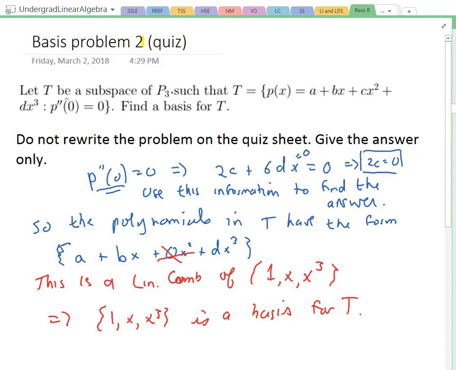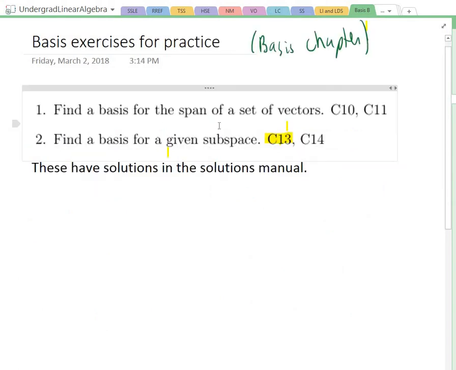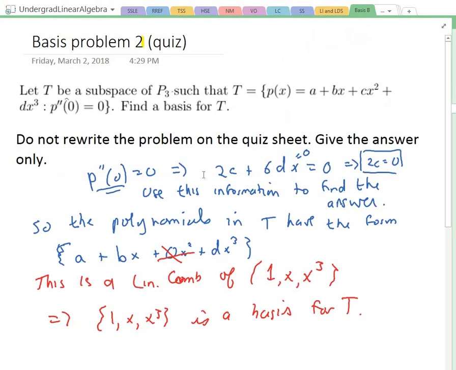Let T be a subspace of P3 such that T is equal to the polynomials of this form, a plus bx plus cx squared plus dx cubed, such that the second derivative of p at 0 is equal to 0. Find a basis for T. All right, so we're kind of mixing algebra and calculus here. I think that's actually C13. We're looking at any polynomial in P3, and we're looking only for those polynomials whose second derivative at 0 is equal to 0. All right, so now, how would we do this?